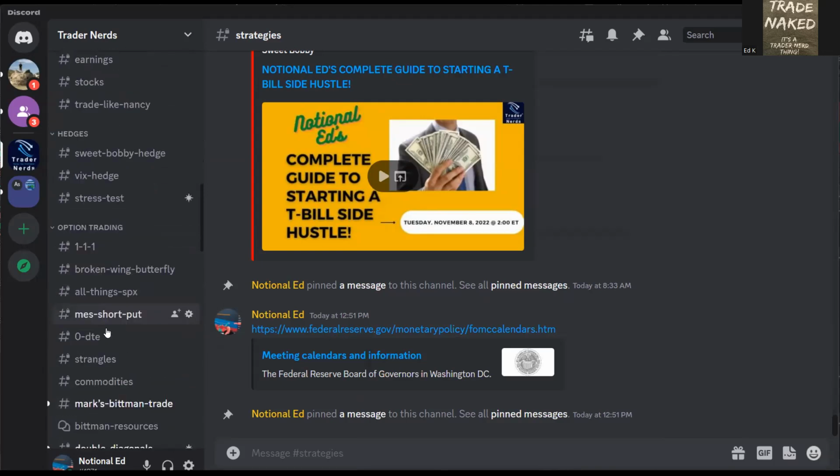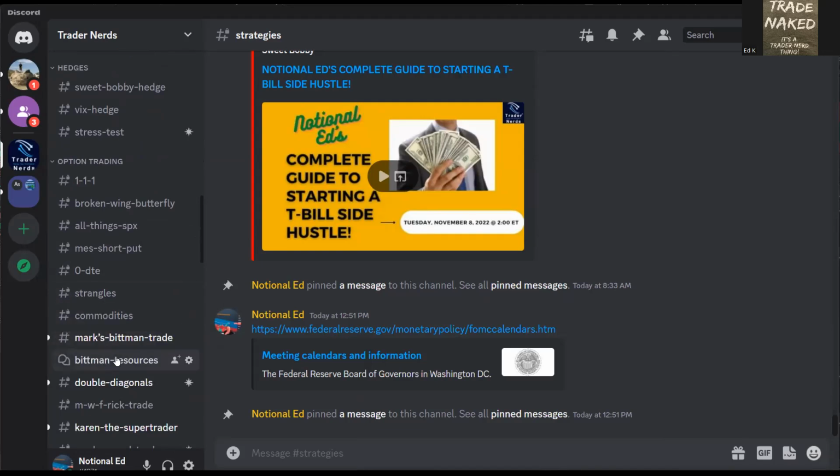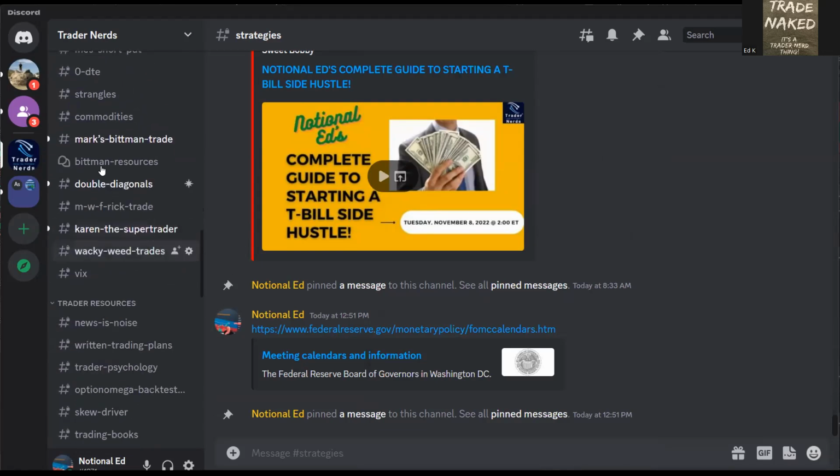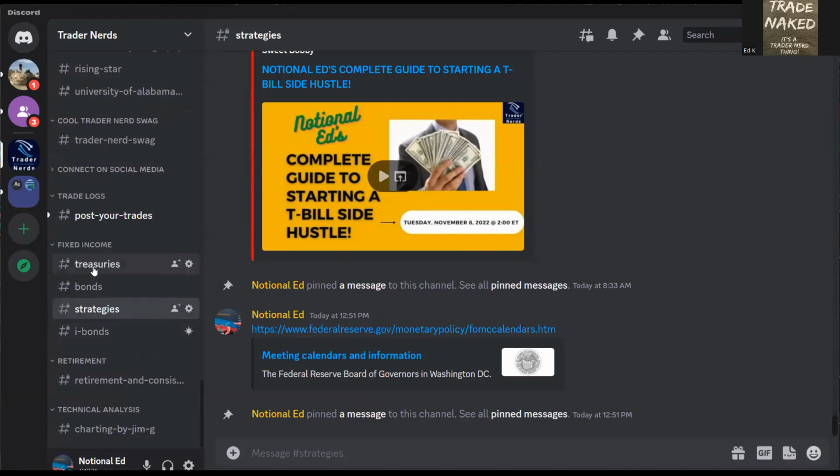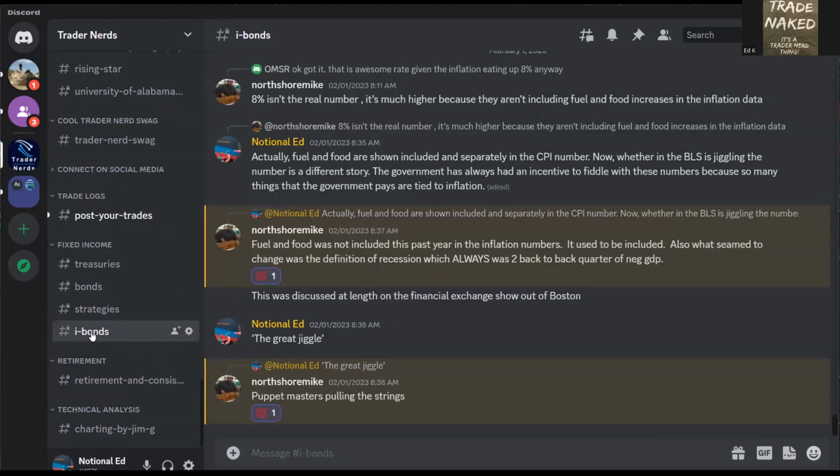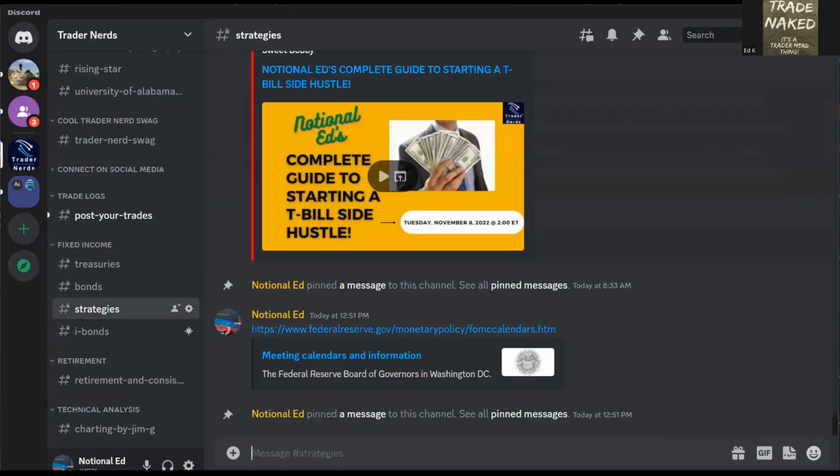There's some stuff on hedging. There's stuff on option trading, the 111 that Bobby mentioned, et cetera. Some stuff on zero DTE. There's stuff on strangles and commodities. This Bitman trade is a different kind of trade. Here's a double dot. You cannot possibly consume all this quickly. It's just going to be like an avalanche of information. But if you found this interesting and you're a little confused, go into the Discord and read what we have pinned down here in these fixed income sections. I have something on I bonds too, which gives a lot of primary information on I bonds and how they work. So a bunch of content there. Y'all please go consume that.